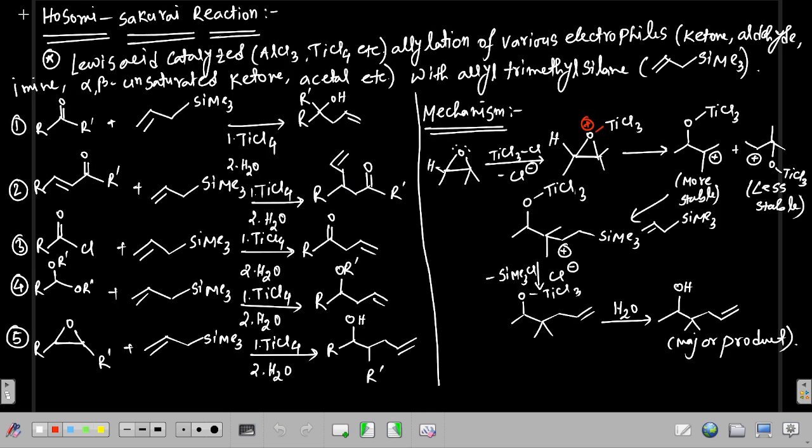Our next reaction is Hosomi-Sakurai reaction. This is a Lewis acid catalyzed allylation of various electrophiles like ketones, aldehydes, imines and alpha beta unsaturated ketones, and acyl chloride also, and various other electrophiles with allyl trimethylsilane. This is allyl trimethylsilane.